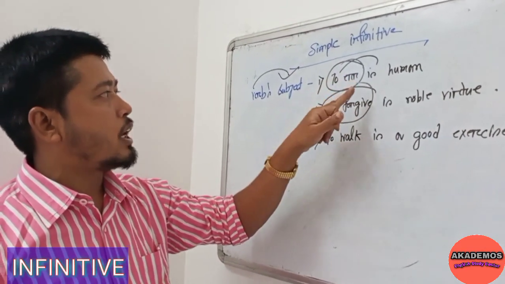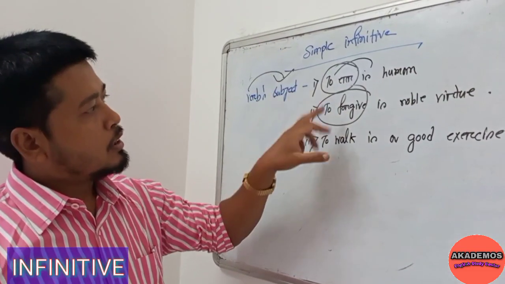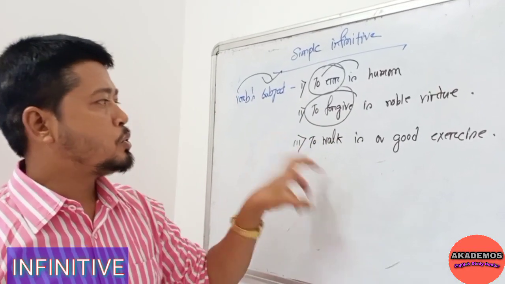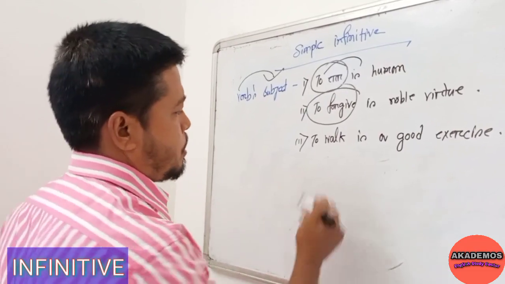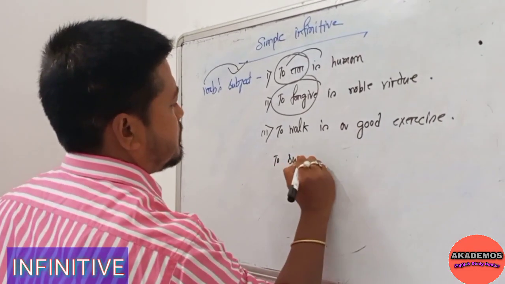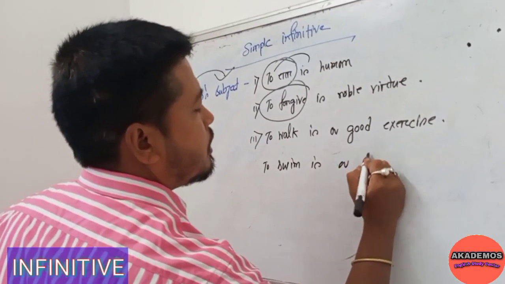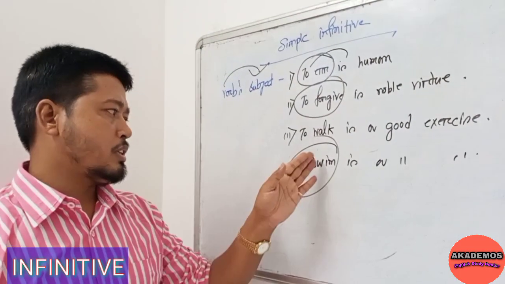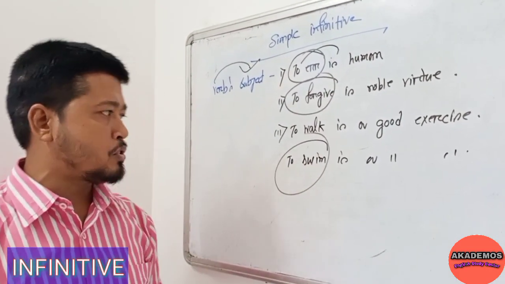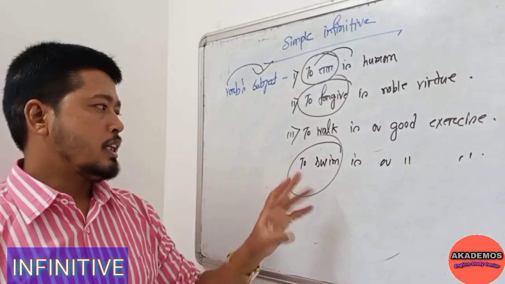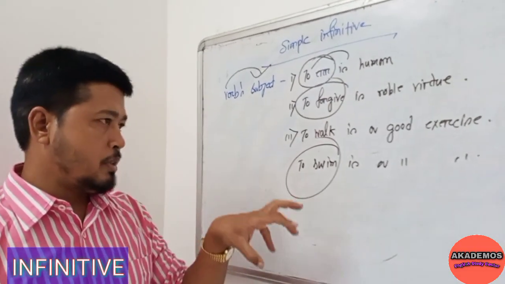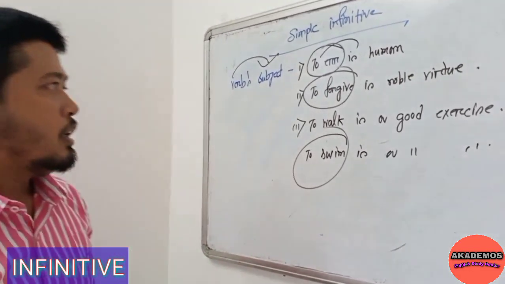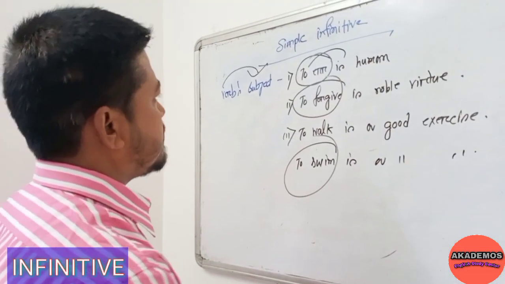To err, mane hocche dosh kora. Ekhane kintu there is no force of action. To forgive, khoma kore dawa, khoma kora. This is just working as a noun. And to walk, hata. To swim. Similarly, to swim is a good exercise. To swim means shatar, not shatar kata. If you put "to swim" in 12 tenses, we will not find any force of action of the verb. Here the function of swim becomes a name, shatar, hatar, signifying something of a noun. This is a subject of verb.